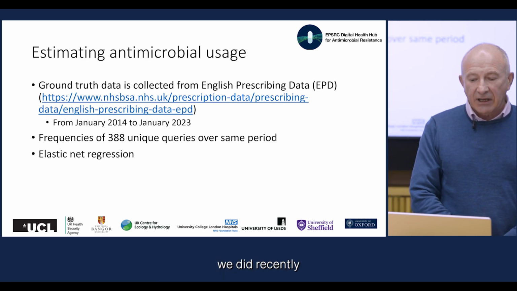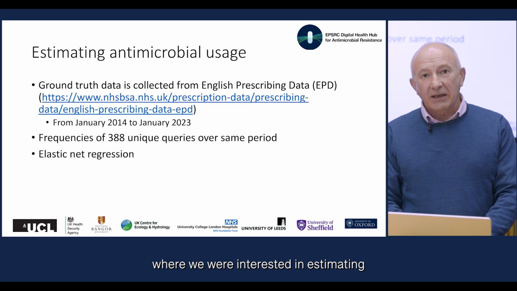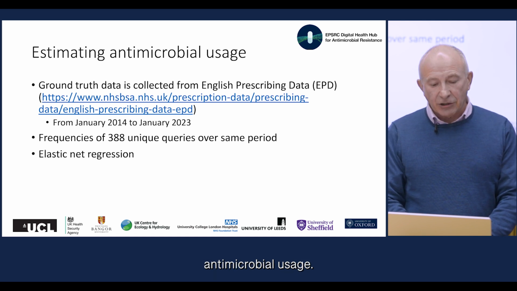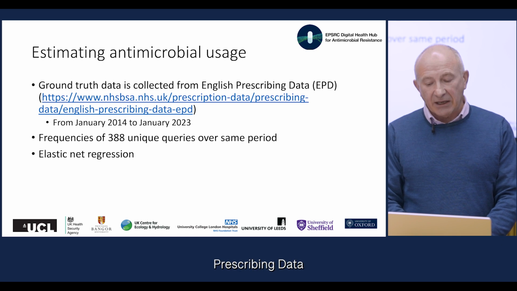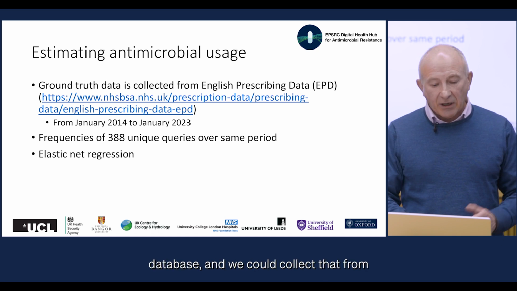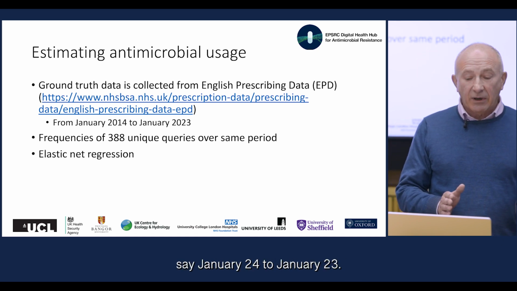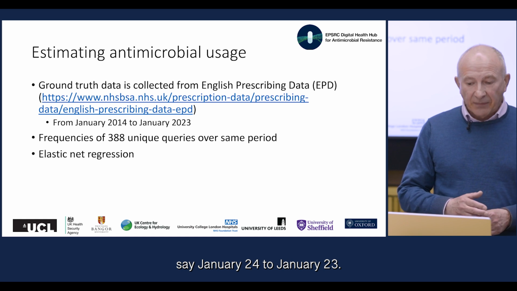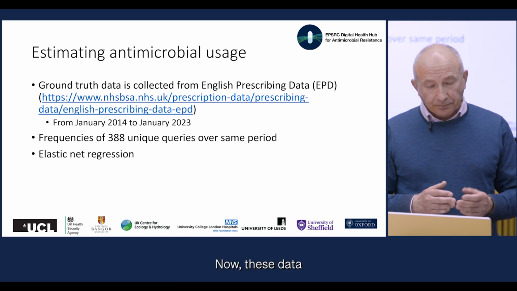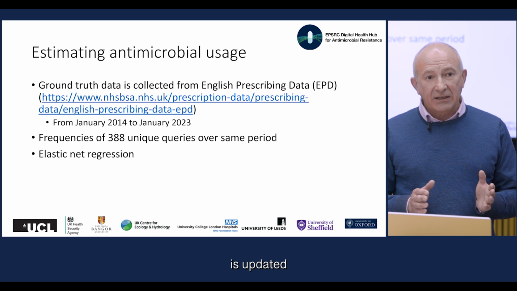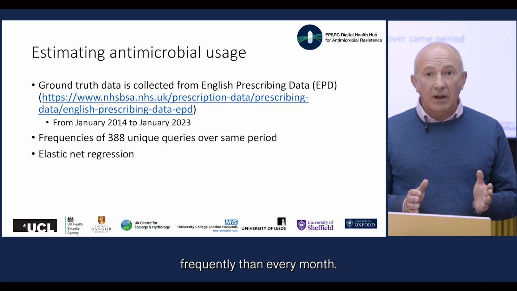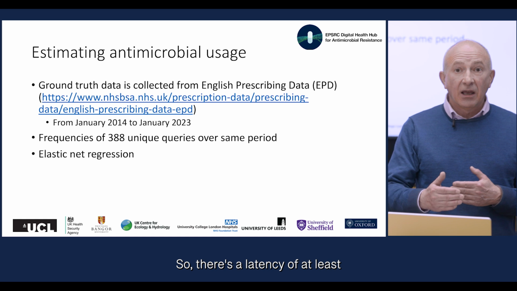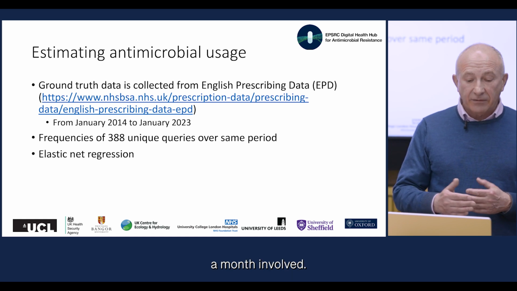Another advantage is when latency is an issue, and so here's an illustration of a bit of work we did recently where we're interested in estimating antimicrobial usage. So you can find ground truth data for this in the English prescribing data database, and we could collect that from, say, January 24 to January 23. Now this data is updated periodically, but probably less frequently than every month. So there's a latency of at least a month involved.